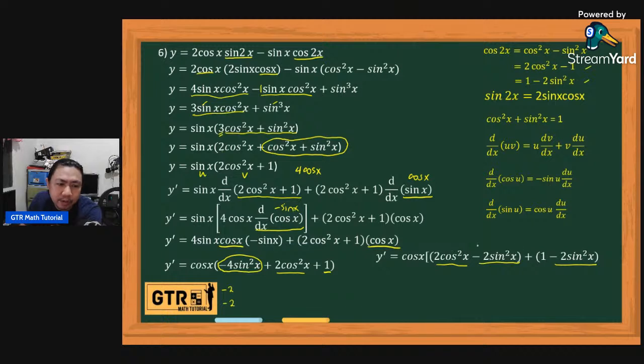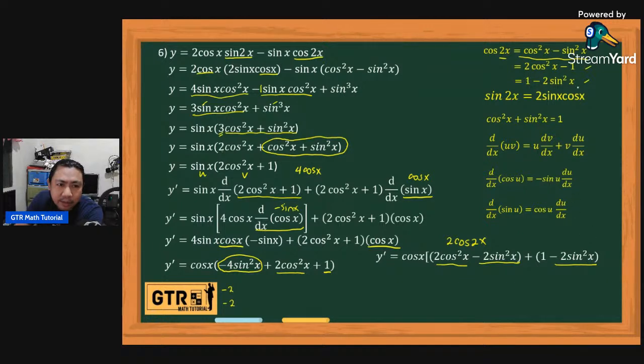So we have an identity for this. 2 cosine squared x minus 2 sine squared x. So this is the identity: cosine squared x minus sine squared x. It is multiplied by 2. So therefore, this is only equal to 2 cosine 2x. 2 cosine 2x. And then 1 minus 2 sine squared x.